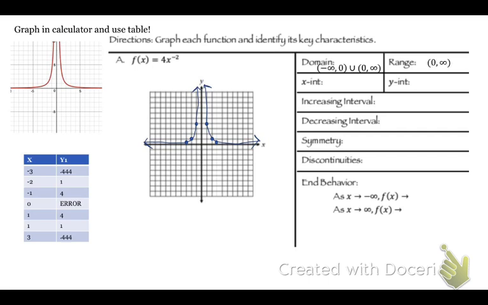Now my domain here, negative infinity to 0, 0 to infinity. Range is 0 to infinity. X-intercept, there isn't any. Y-intercept, there isn't any. Increasing from negative infinity to 0. Decreasing from 0 to infinity. This is symmetric about the y-axis, which means it's even. Discontinuities, it's infinite at x equals 0. Because at x equals 0, that's where the asymptote is. And then as x goes to negative infinity, that's going towards 0. And as x goes to positive infinity, that's going towards 0.